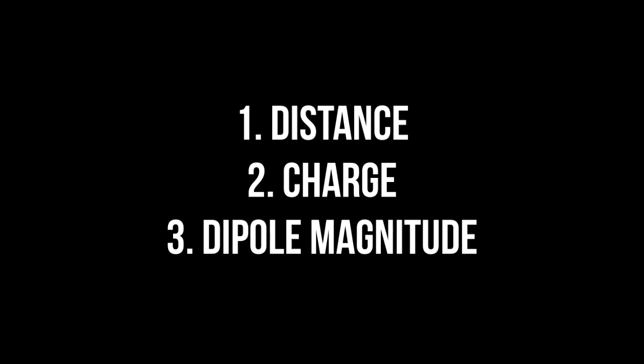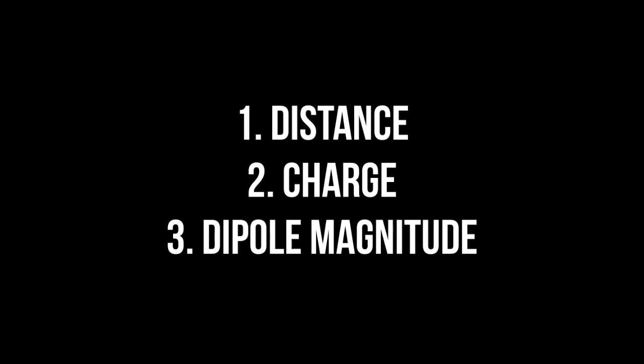The first one is the distance between the ion and the dipole. If the ion and the dipole are closer together, there's going to be a higher force that brings them together. The second thing is charge. If the ion has a charge of +2 or +3, it's going to be attracted more to the dipole. The third thing is the dipole magnitude, the difference between the charges of the two sides of the dipole.